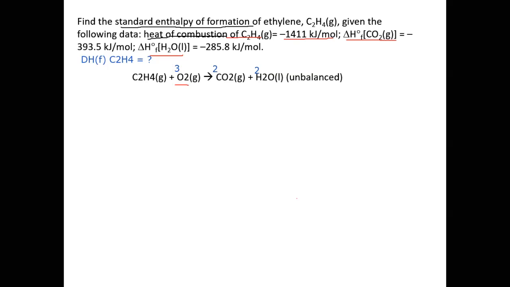So we know what the heat of combustion is, so the delta H of combustion is the same thing as the delta H of reaction. It's just that in this case, this reaction is a combustion reaction. So we know this is given to us, negative 1411 kilojoules per mole of ethylene. So that we know. We know the heats of formation of CO2 and H2O.